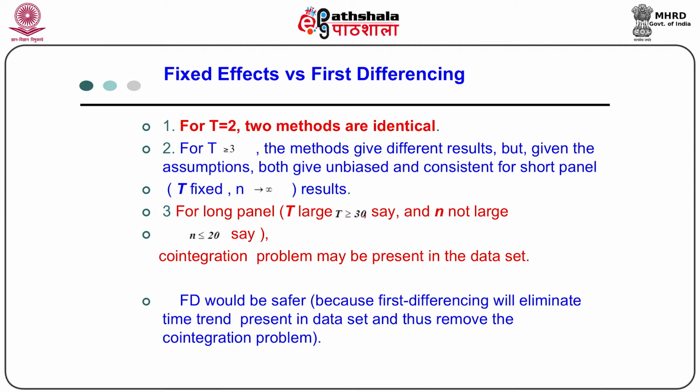Now, for long periods, that is T larger than 30, say, and N not large, a co-integration problem may be present in the data set. So, here the first difference method should be safer, because first differencing will eliminate the time trend present in the data set and thus remove the co-integration problem. So, in some cases there is the possibility of using the first difference method, because you may avoid the co-integration problem.